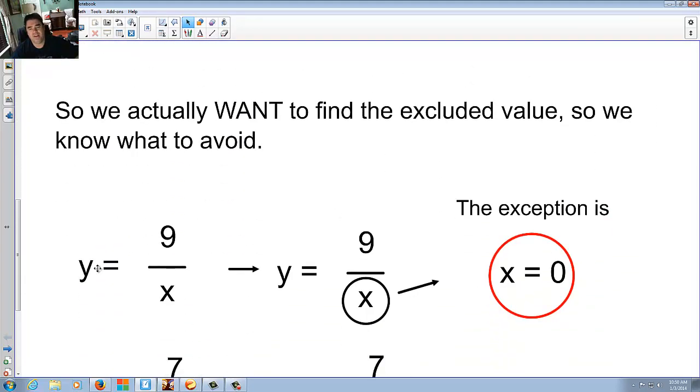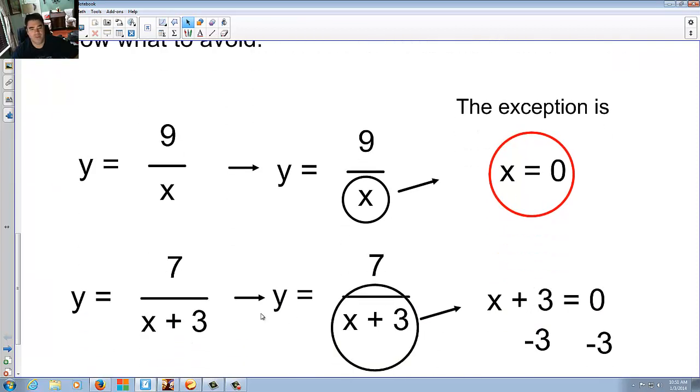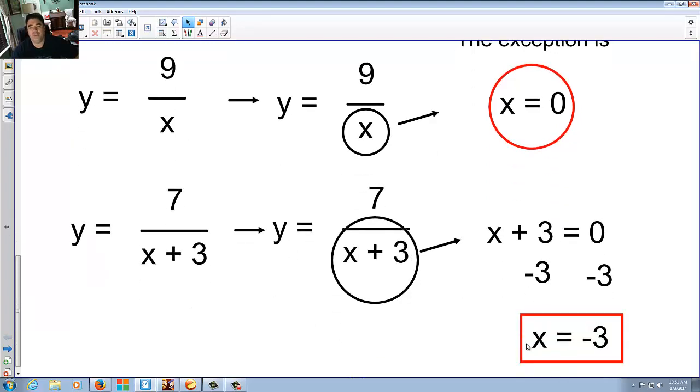For instance, y equals 9 over x. What can x not be? X can't be 0 because you can't have 9 over 0. So the exception is x equals 0. Here, y equals 7 over x plus 3. What you do is, for x plus 3, x plus 3 equals 0. Instead of plus 3, minus 3. Therefore, the exception for this equation is x equals negative 3. Why? Because if I put negative 3 in here, negative 3 plus 3 makes 0, which of course is a no-no.